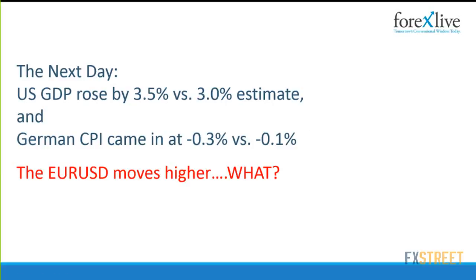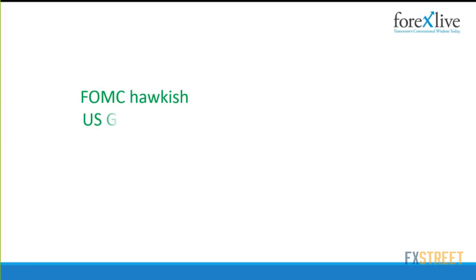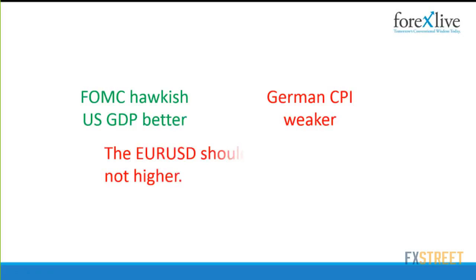And you ask the question, what's going on here? Why did the euro move higher on this day when the fundamentals were obviously pointing toward a lower euro and a higher dollar? Remember, we had the FOMC that was more hawkish. We had the US GDP, which was better. And we had the German CPI, which was weaker. The euro should go lower, not higher.